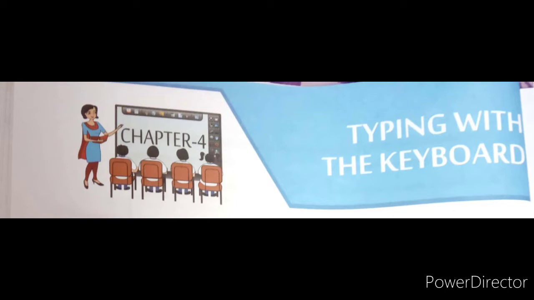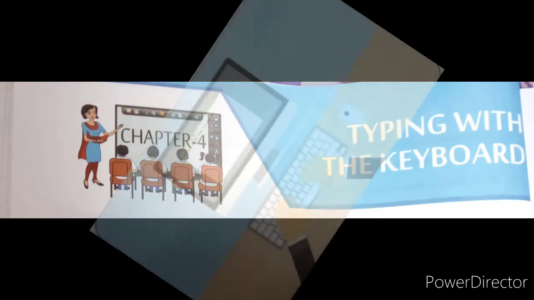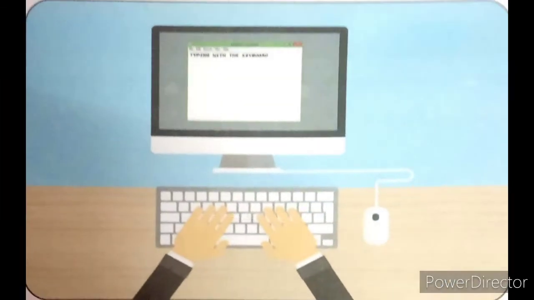Now, children, you have read in the previous chapter that a keyboard consists of several keys which have various functions. Now, let us explore the working of a keyboard. With the help of a keyboard, you can type text. Text is the written or typed matter. It may include letters or symbols.